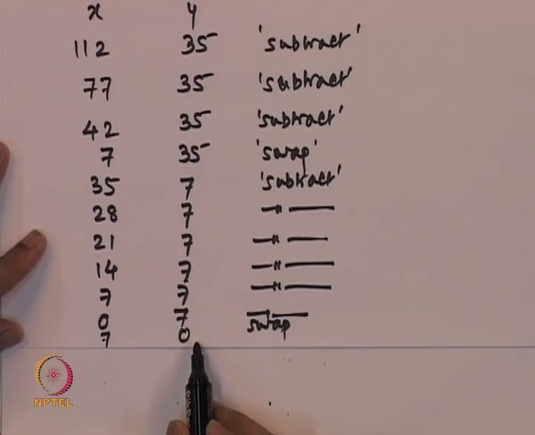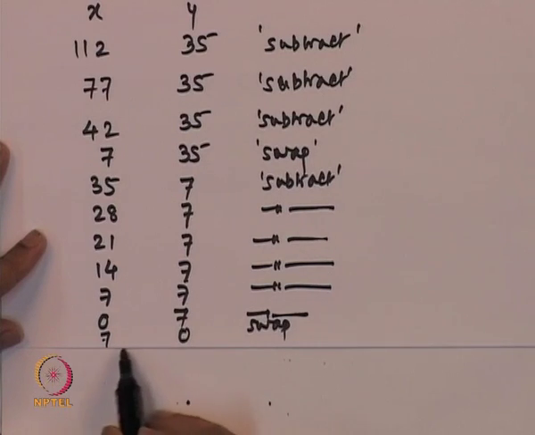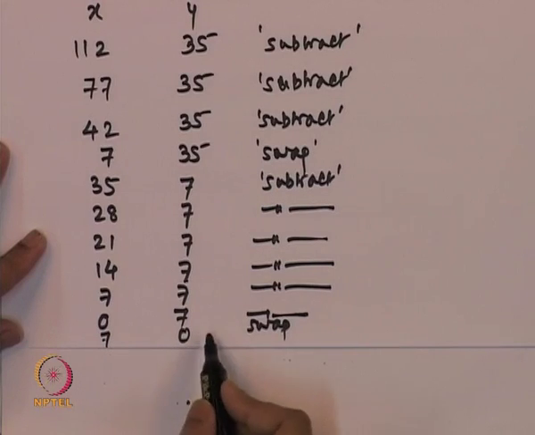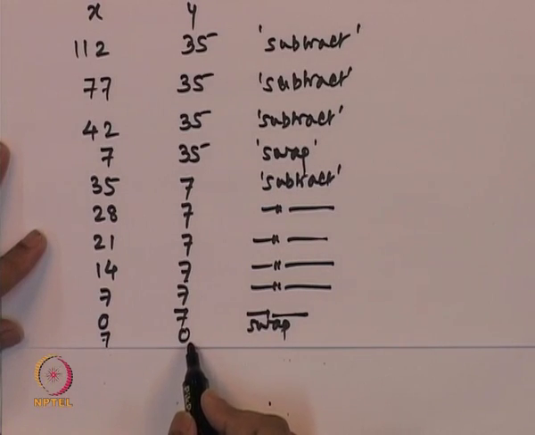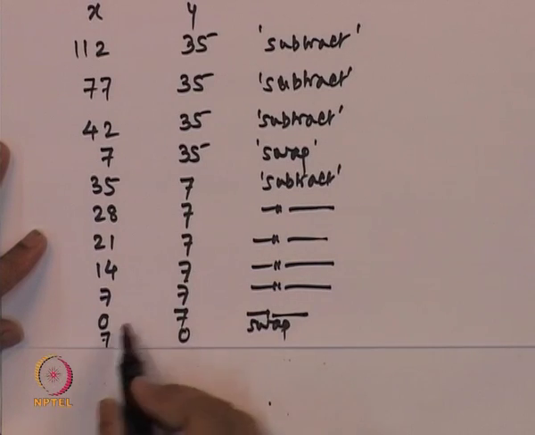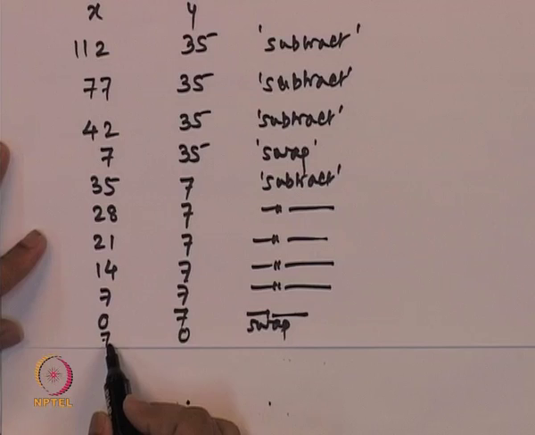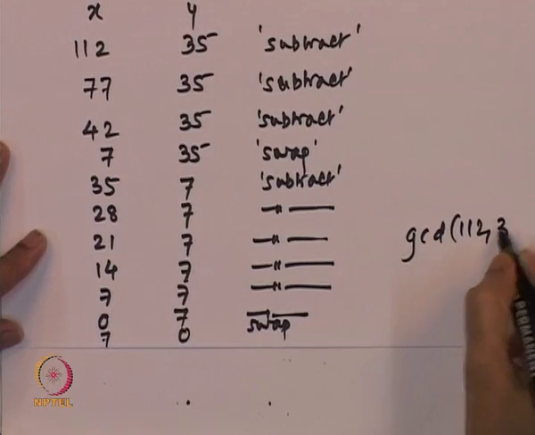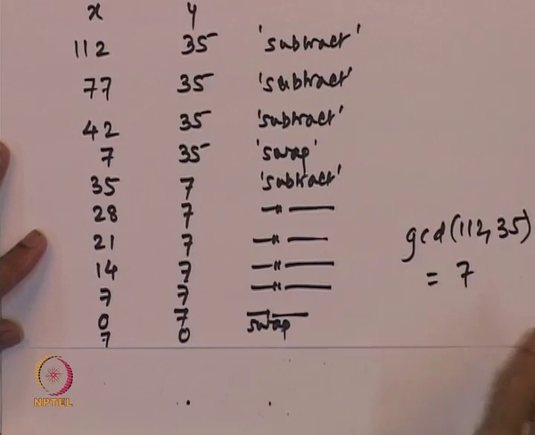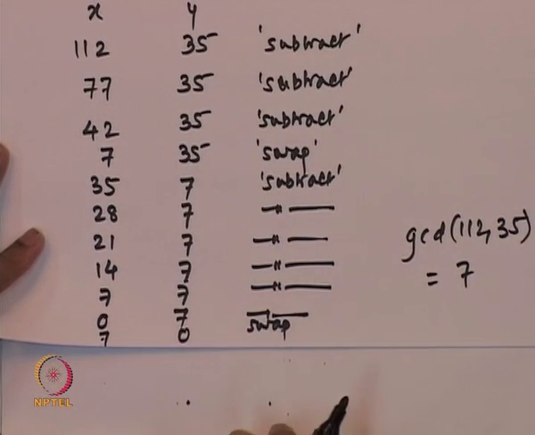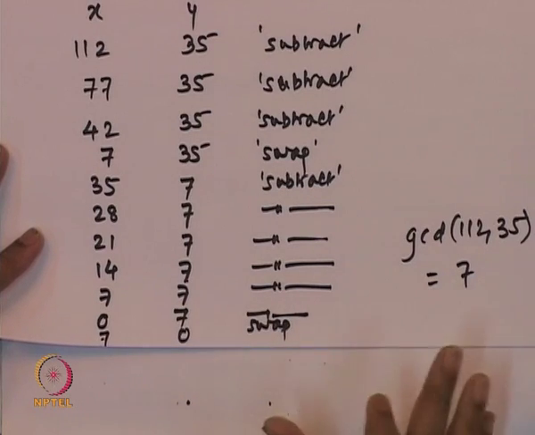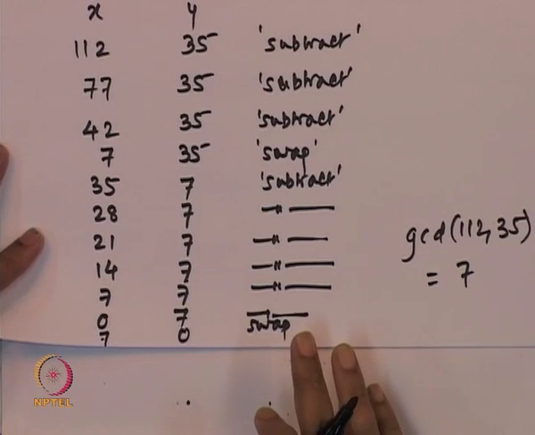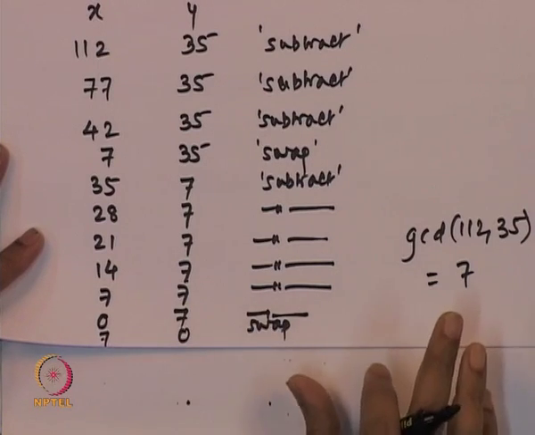Now, any repeated subtraction is not going to help, and this is the end of the process, which is indicated by noticing 0 in the variable y. So, whatever is in variable x will be the result of this computation, which is the GCD. So, the GCD of 112 and 35 is computed to be 7. This is a very simple algorithm which works using very simple hardware, which does comparison, subtraction, and swapping, that is, movement of data.